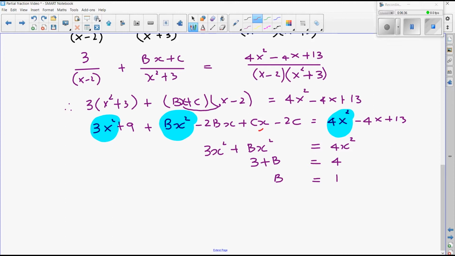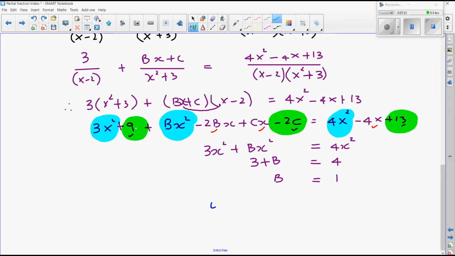I can consider all the terms that contain the variable x. So I have minus 2bx plus cx equals minus 4x. Or I can take all the constants. So I have 9 minus 2c equals 13. That seems to be the quickest method, so let's take the constants. If we equate all the terms with the constants, I'm going to highlight this in a different color so that you see what I'm doing. I'm going to take 9, I'm going to take minus 2c, and that's going to equal 13. So I'm equating all the constants.